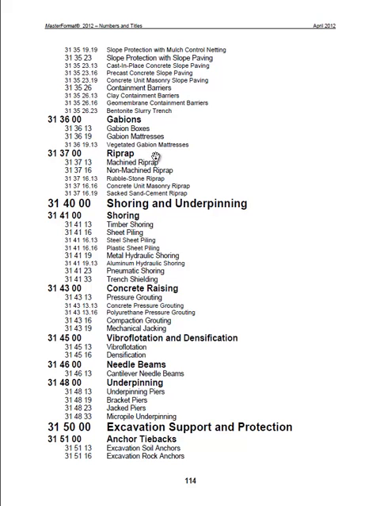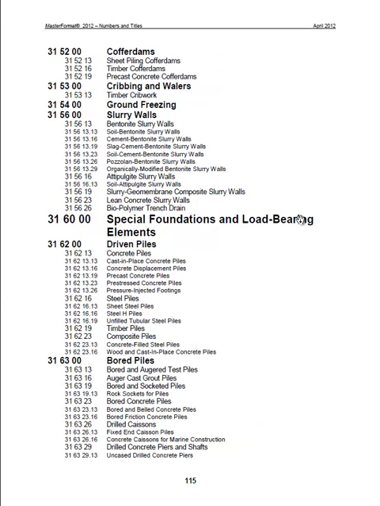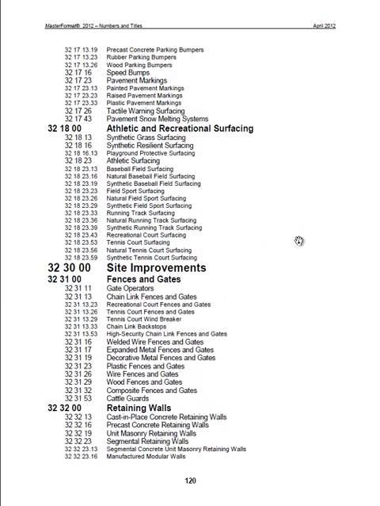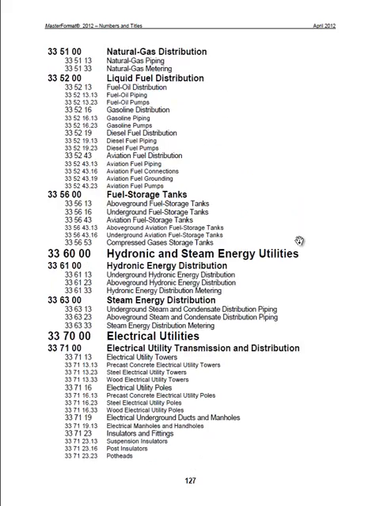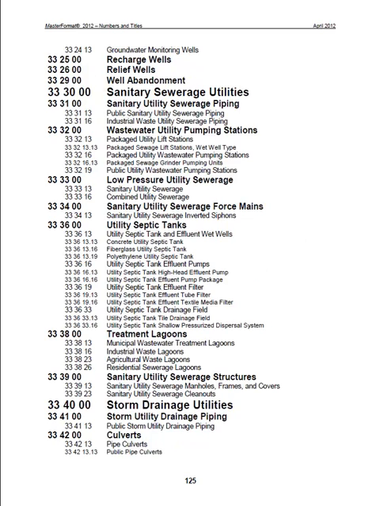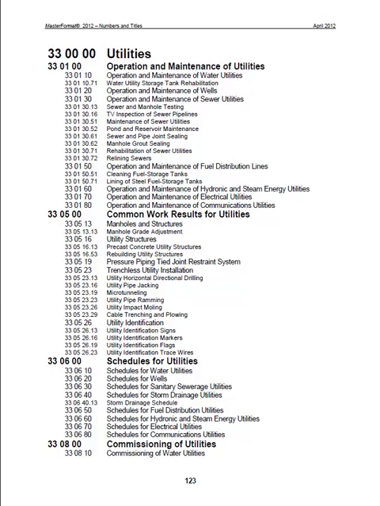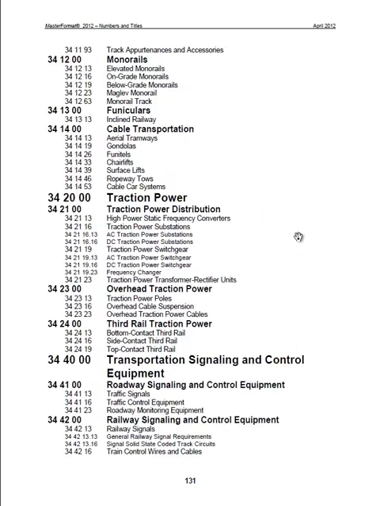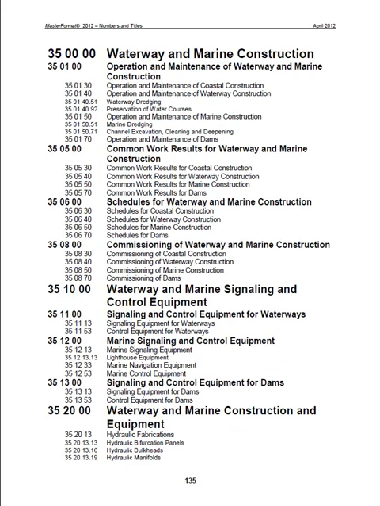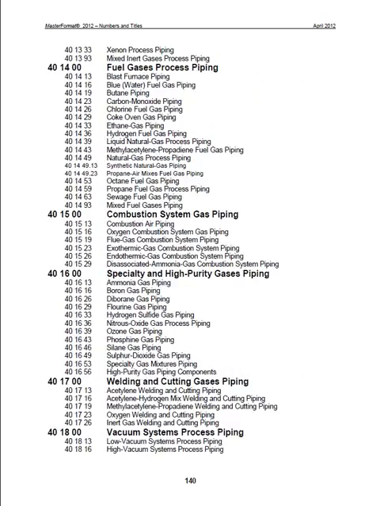Riprap, that's generally just stone material, or some type of material, laid out to prevent erosion. So erosion control is a big item in here. Site improvements, all this stuff is part of it. Sanitary sewage, this is utilities, section 33. All your energy coming in and energy going out would be listed here. Waterway and marine construction, listed here.